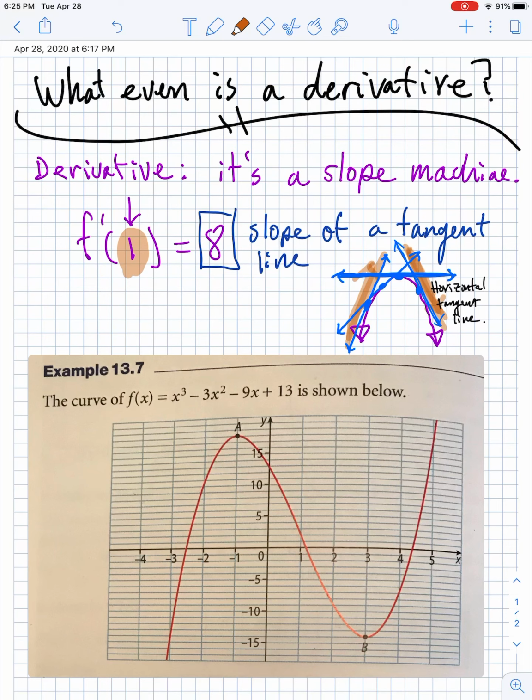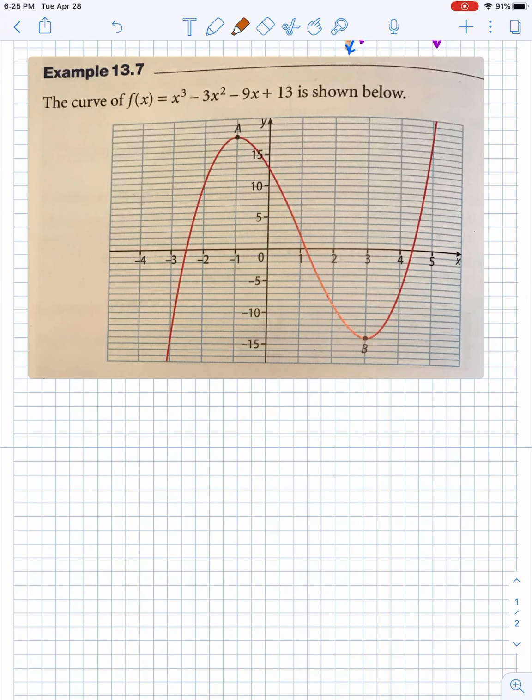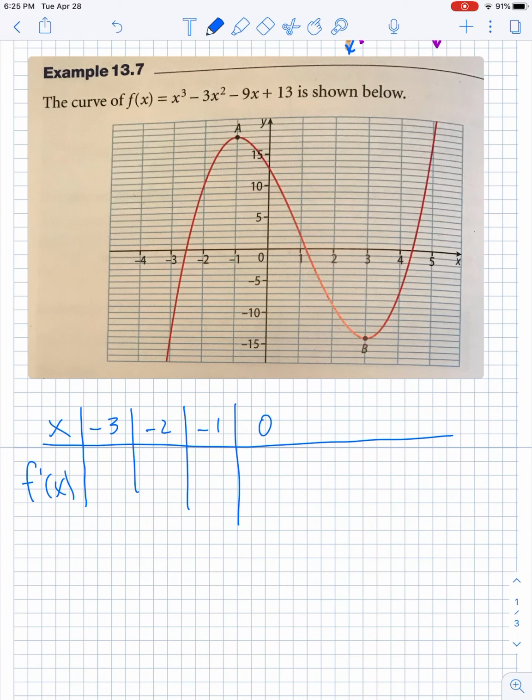If that sounded like gibberish, like another language, first of all, it is another language, but it'll become more clear with this example here. So let's look at this guy. F of x equals x cubed minus 3x squared minus 9x plus 13. This is what the graph would look like if you were to graph it on your calculator. Now, what do they want us to do here? I think they ask you to fill out this table. So here, let's draw the table. The table has x on the top, and it has f prime of x on the bottom. Then it does negative 3, negative 2, negative 1, then we'll get a 0 in there.